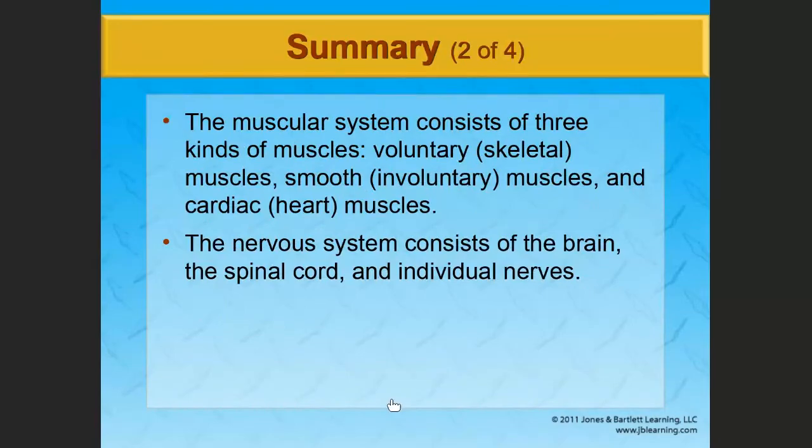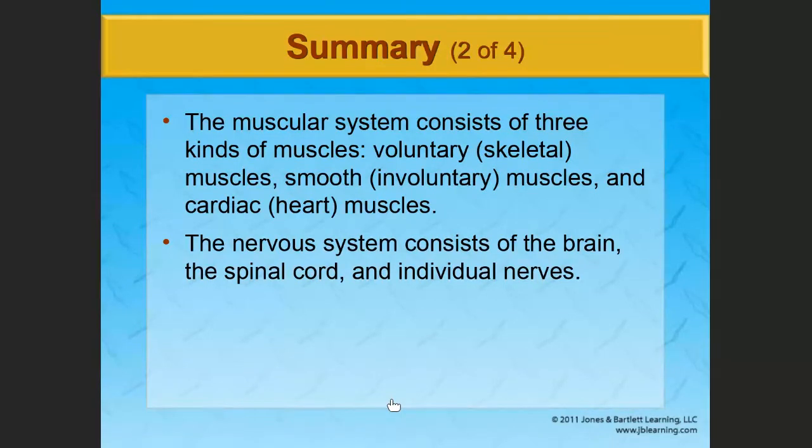The musculoskeletal system consists of three kinds of muscles. Voluntary, which is your skeletal muscle. So primarily, the skeletal muscles are voluntary, but the diaphragm has both involuntary and voluntary functions. Smooth muscles are involuntary, and the smooth muscles are found in the intestines and the walls of the arteries. And then you have the cardiac muscle.